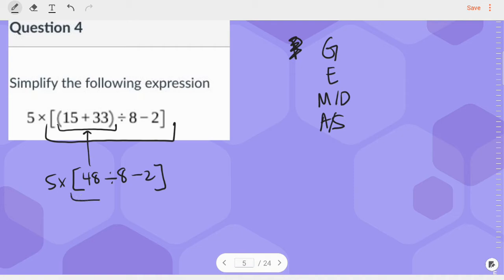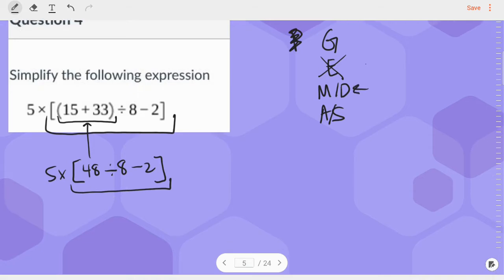I'm going to keep working inside that grouping symbol. What am I going to do next? Well, no exponents. I'm going to work on multiplication and division next. So I do have no multiplication, but I do have division. So I'm going to divide 48 divided by 8. You can use your calculator, but I remember that that is 6. And I'm going to bring everything else down.